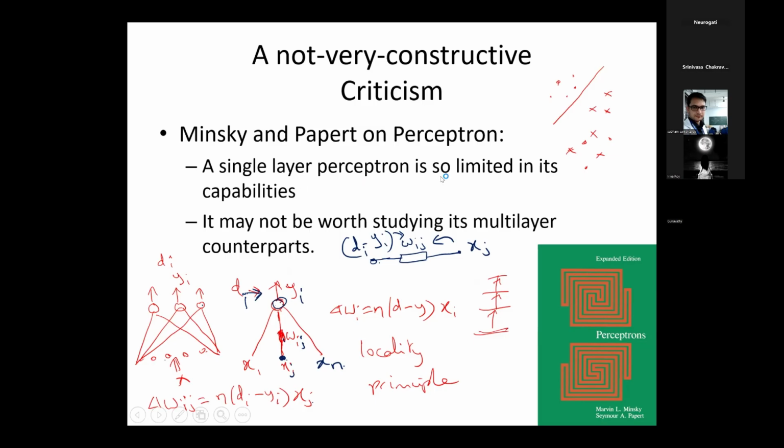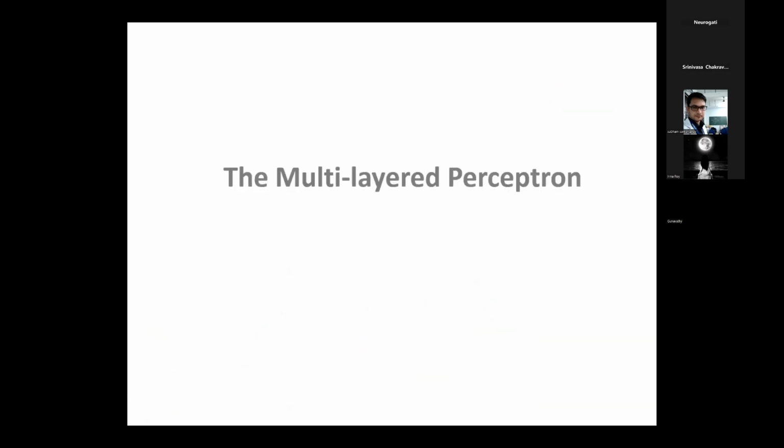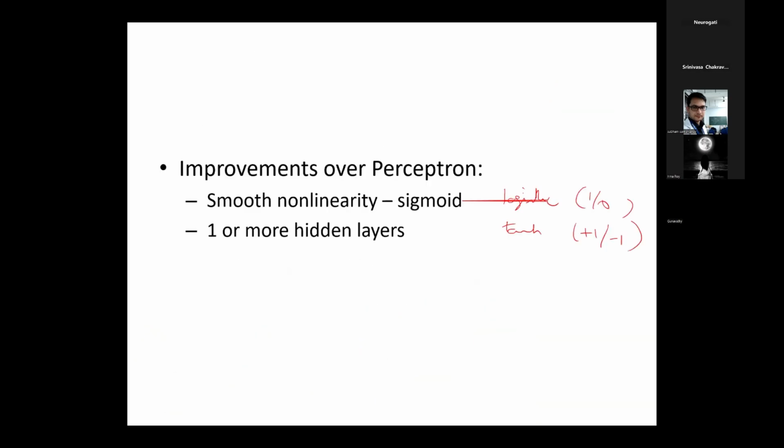They said the single layer perceptron is so limited in its capabilities that it may not be worth studying its multi-layer counterparts. Because it's so weak, there's no point looking at larger versions of this network. That was the comment they made, but they were totally wrong about that, because subsequently people looked at multi-layer versions of it and found them to be very powerful.